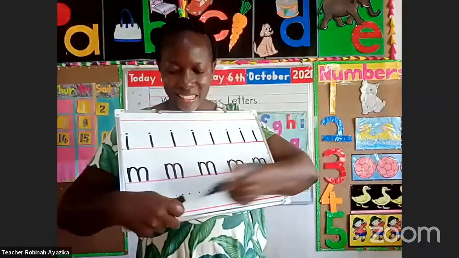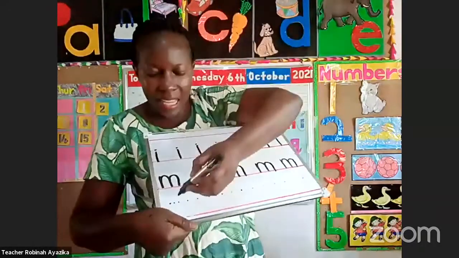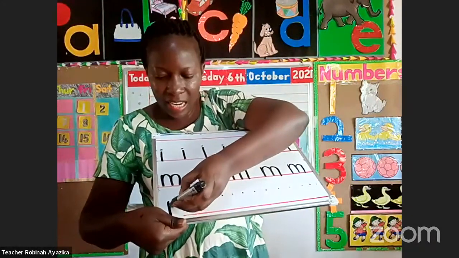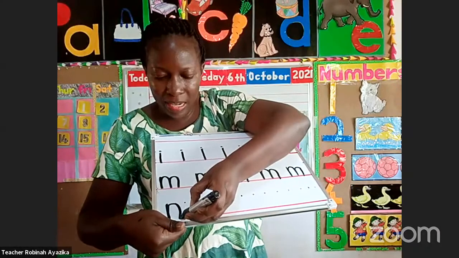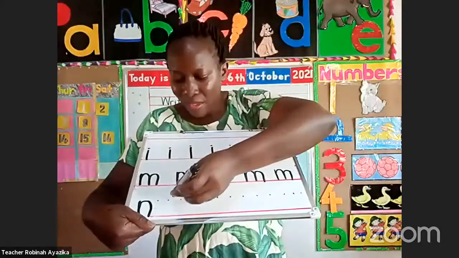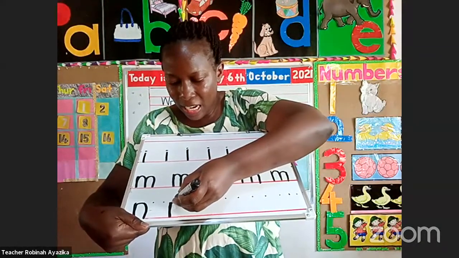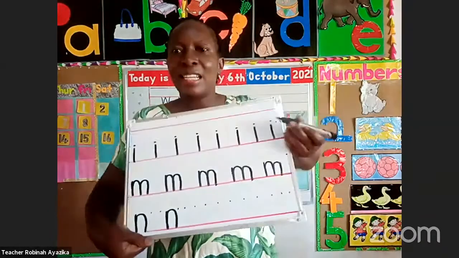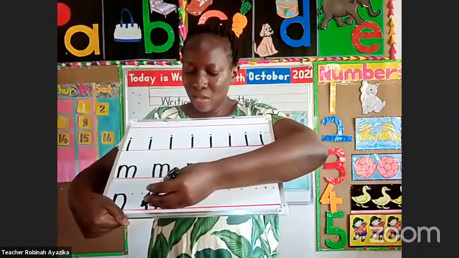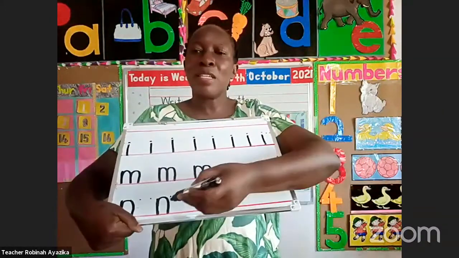Okay. Let us write that. Small letter n. From the middle, a standing line and a bend. Small letter n. It is a grass letter. From the middle, a standing line and a bend. Small letter n. It is a grass letter. It sits on the line, which we call the grass line. That's why we call it a grass letter.